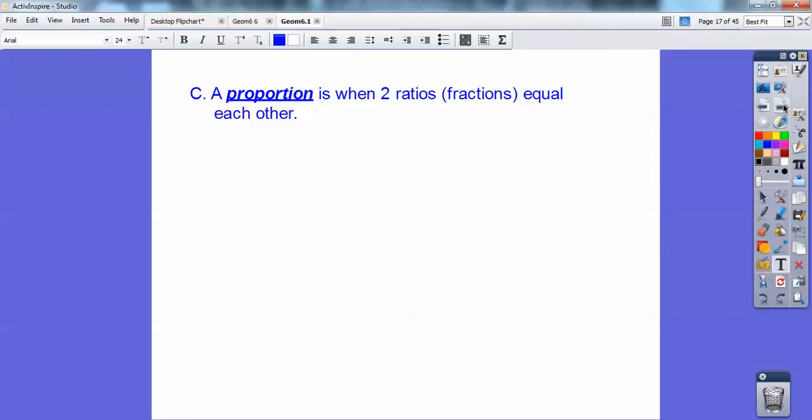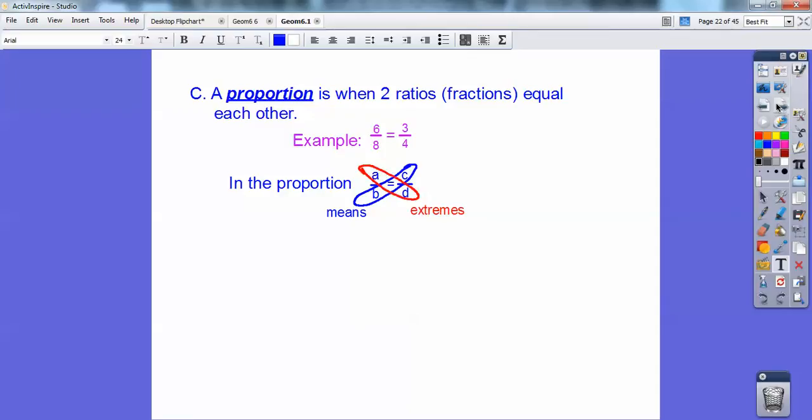Okay, a proportion is when two ratios, or fractions, equal each other. So for example, 6/8 reduces to 3/4, and they equal each other because 6 times 4, which is 24, equals 8 times 3. In the proportion A over B equals C over D, those are called the means, and those are called the extremes, and they call it the means-extremes proportion. Well, don't worry about that. You just cross multiply and solve.